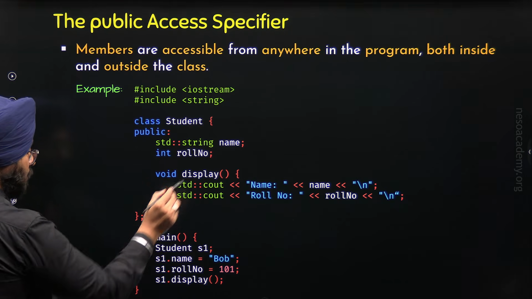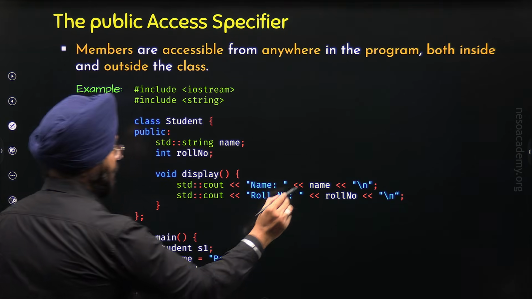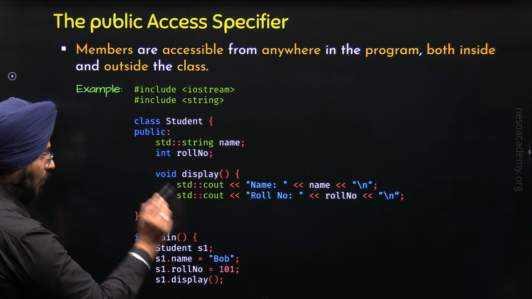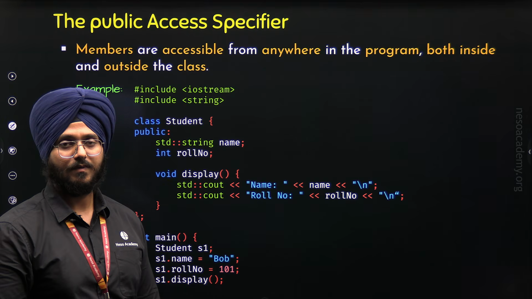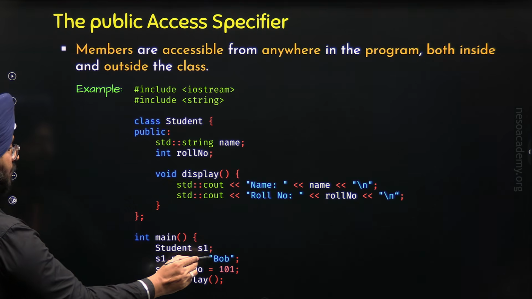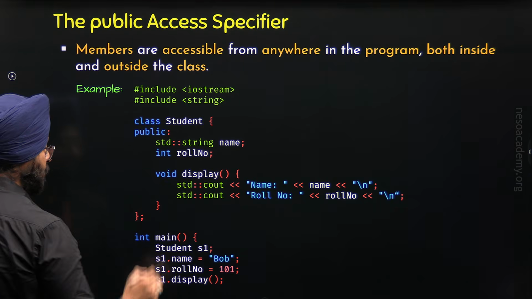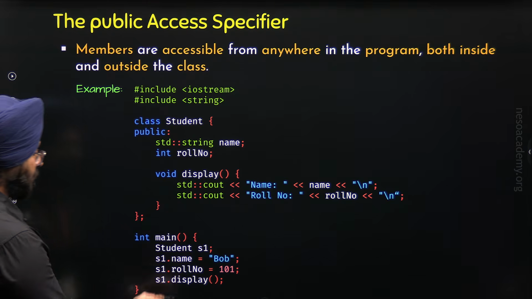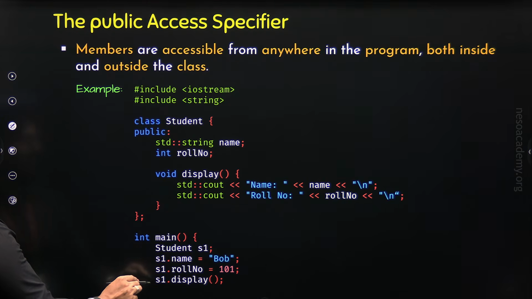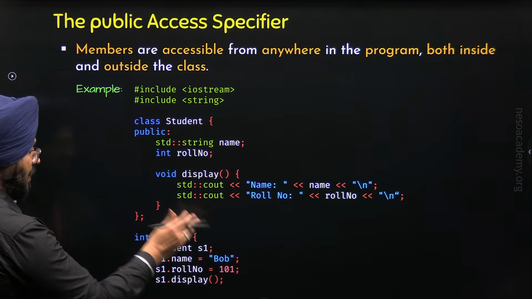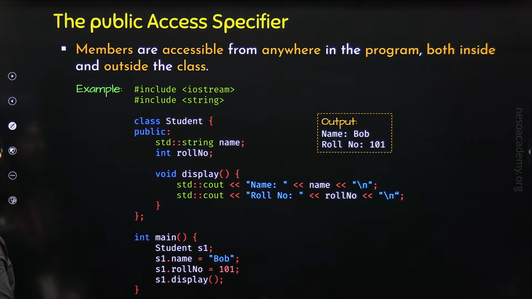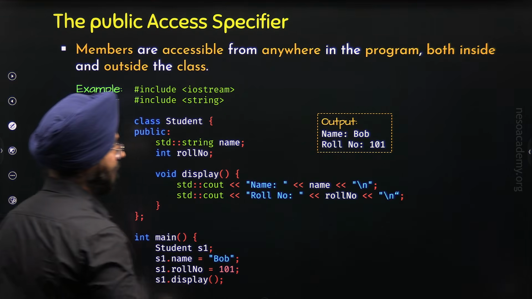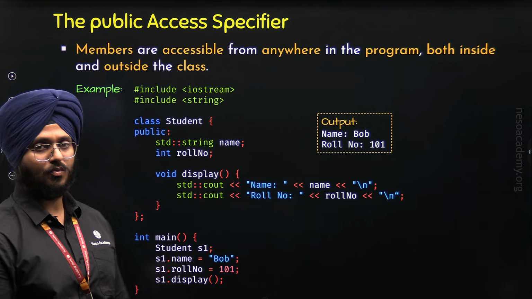As I'm calling this function through the S1 object, name will be replaced by Bob and roll number will be replaced by 101. This is because these values are provided to these variables with the help of the S1 object. So, if we call this function via the S1 object, then we would be able to see the output like this. We will see name as Bob and roll number as 101. I hope this is clear to you.